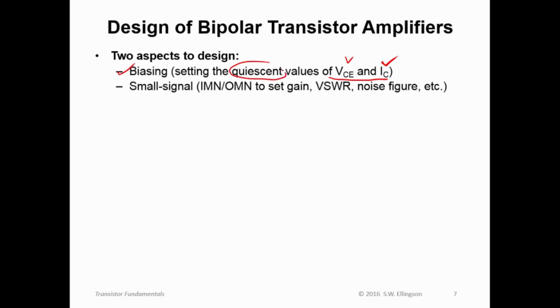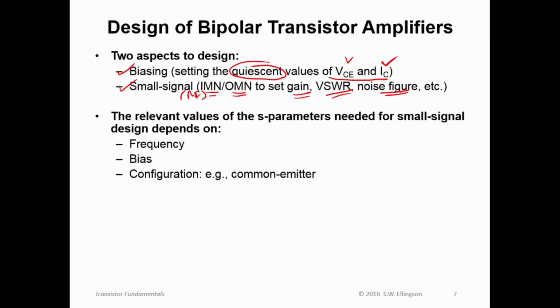The term quiescent here refers to what these values are when there is no RF signal available. So we bias it to some value, and then of course the RF signals will be very, very small deflections relative to that value. The second aspect to design is small signal, or what we might say here specifically RF design. And typically that's achieved by designing input matching networks and output matching networks to achieve gain, VSWR, and noise figure that's specified. So these are the two aspects to design: biasing and small signal design.